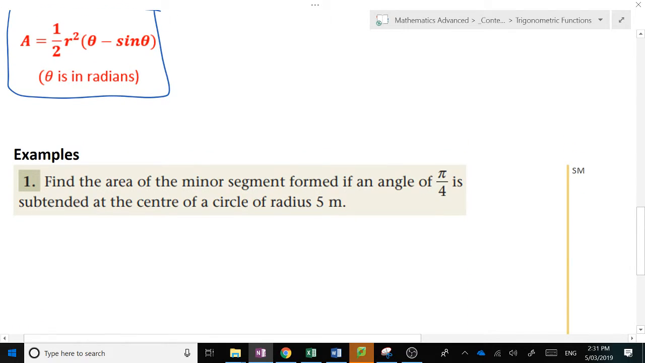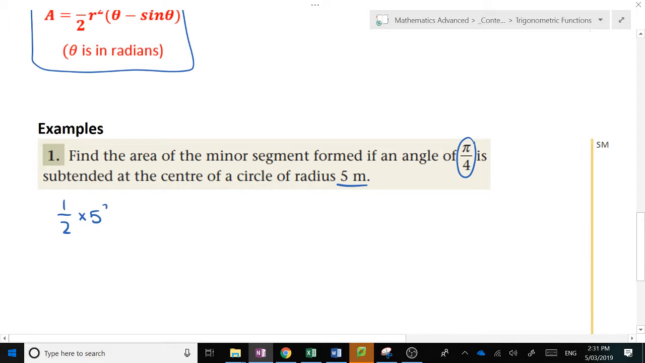Find the area of the minor segment formed if the angle of pi on 4 is subtended at the centre with radius of 5. So I just whack it in the formula. That is half times 5 squared, bracket, pi on 4 minus sine pi on 4. And I just type that in my calculator.